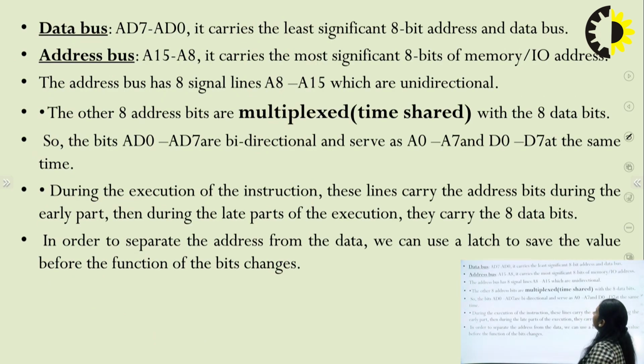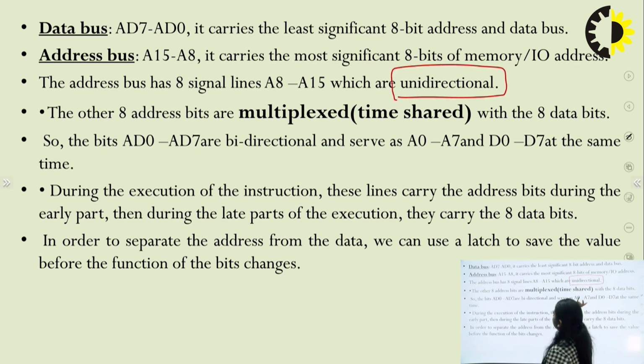The data bus AD7 to AD0 carries the least significant 8 bits of address and data bus. So AD7 to AD0 carry A7 to A0, that is the lower order address bus, and D7 to D0, that is the data bus, which is 8 bit. The higher order address bus is A15 to A8, which carries the most significant bits of the memory or input output address. These 8 signals, A15 to A8, are unidirectional.